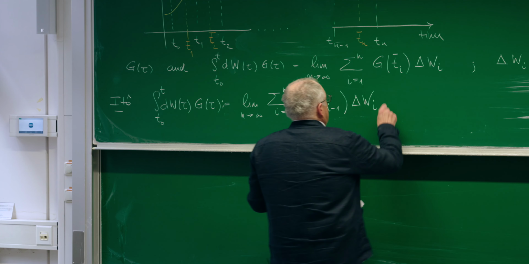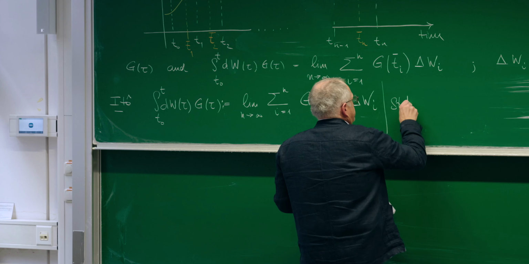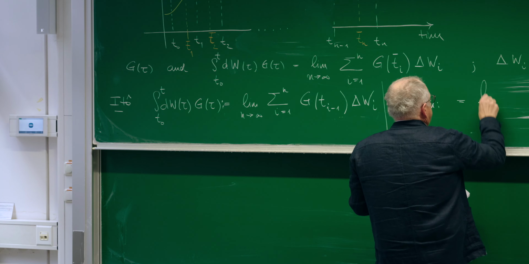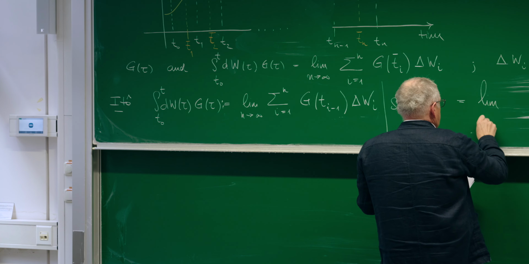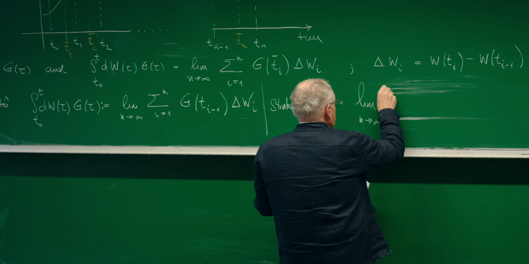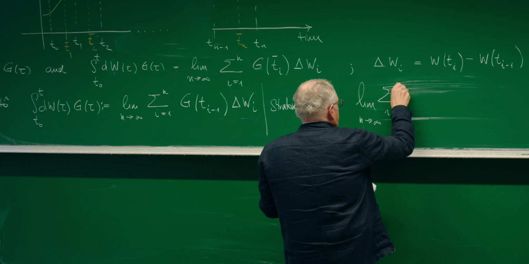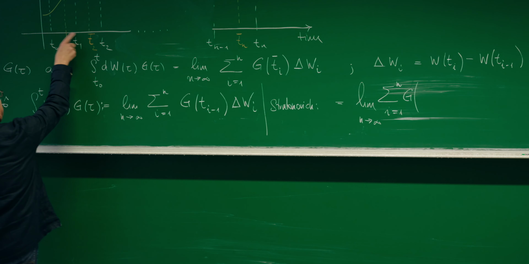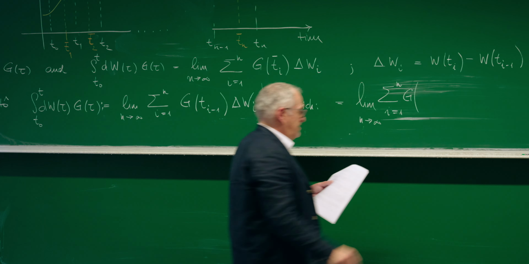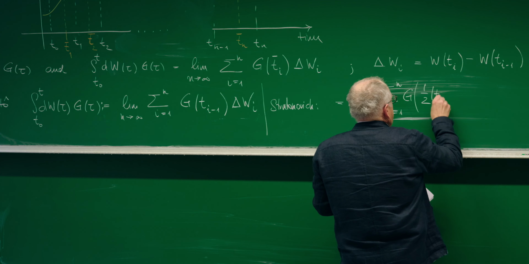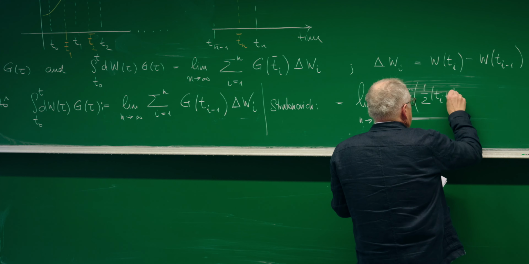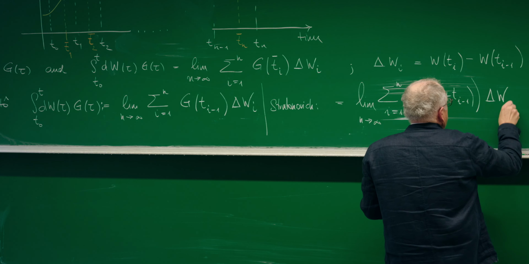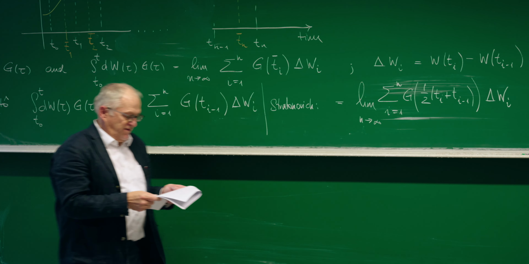The Stratonovich case is taking the same thing, and you take the limit of n to infinity, the same sum from i equal 1 through n, and then the choice is that you put yourself right in between those two points. So that's a half of ti plus ti minus 1 times the Wiener increments that we have.